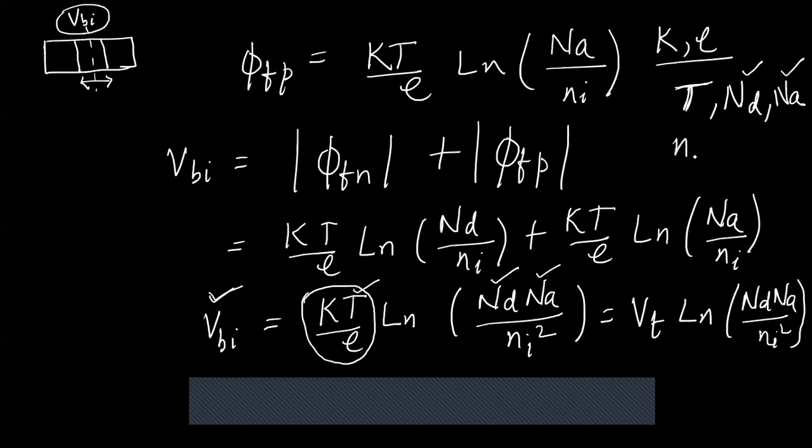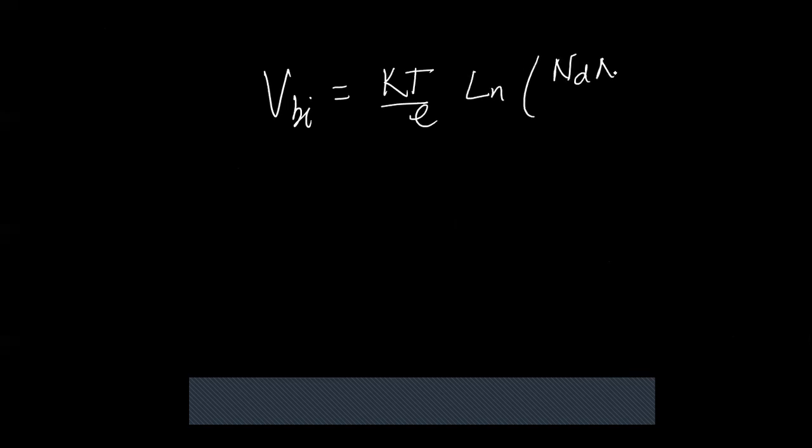And of course Ni, the intrinsic carrier concentration, squared. So these are the variables we need to find this built-in potential barrier. The magnitude is given by kT by e ln Nd Na divided by Ni square. Okay, so this is it.